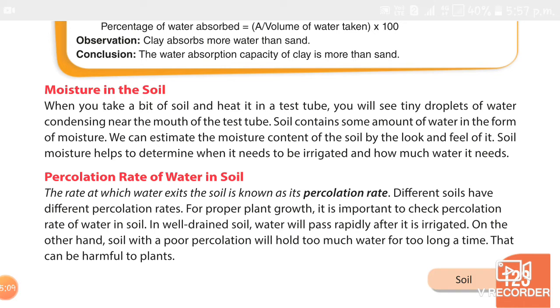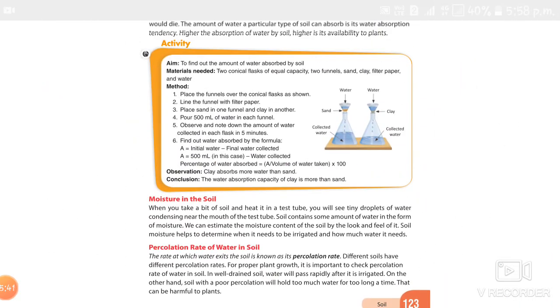This could end up in the decaying of the roots, which is harmful for the plants. These are the properties of soil. Here we studied three properties: absorption of water in soil, moisture in the soil, and the percolation rate of water in the soil. Next, let's study soil suitability for crops.